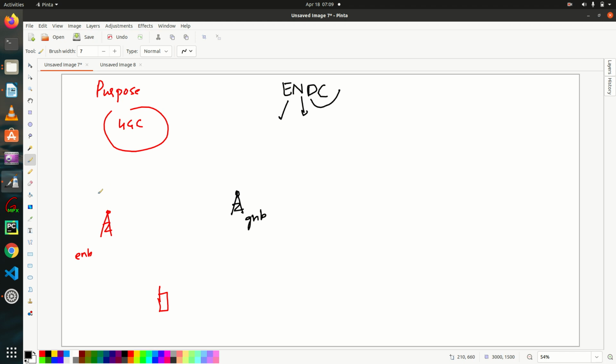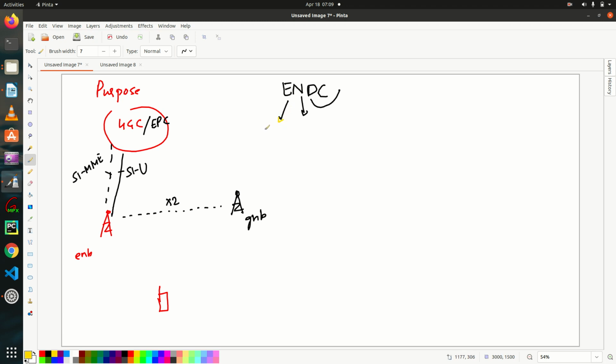Here one important thing is that G node B cannot directly communicate with the 4G core network or EPC. It's the E node B which is able to communicate with the 4G core node. So this is my S1 MME interface and this is my S1U interface. If G node B wants to perform any correlated functionality, it first has to inform E node B over the X2 interface.